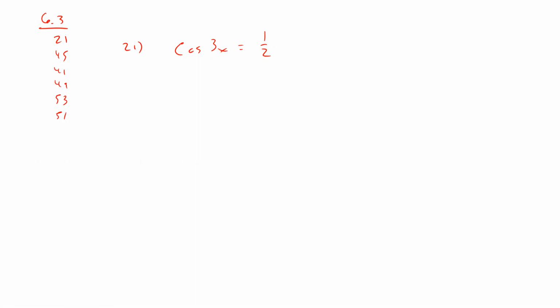So 21. Use a graphic calculator to find all the degree solutions from 0 to 360 for each of the following equations. Let's go for it here. It says use a calculator, but this one you probably would be okay even not using a calculator. I know when cosine gives me a 1/2. Cosine is an x coordinate. It's going to be closest to the y-axis. So I'm looking at a 60-degree angle.